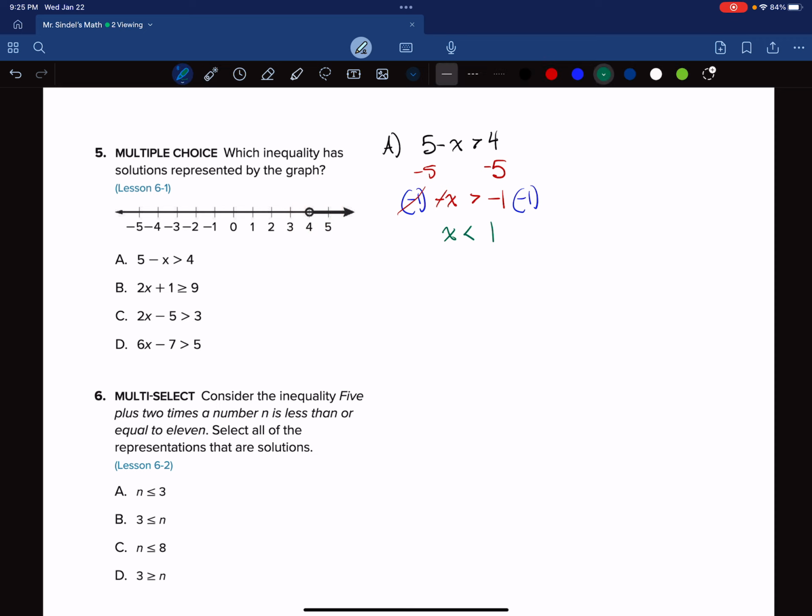I want this graph to essentially say x is greater than 4, because it's not equal to. There's an open point here, and it is going to the right. You can kind of see the arrow is pointing to the right. Okay, what about b? Let's try.